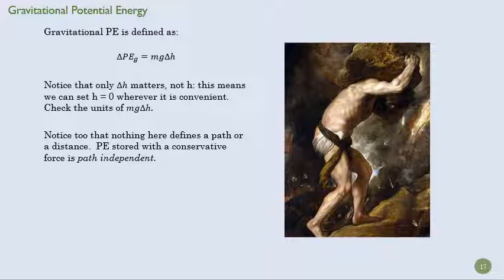Okay, nothing here defines a path or distance, right? It doesn't matter how this rock gets from here to there. He could lift it straight up, or he could lift it and carry it over here and back over here and then get it to here. It's going to have the same amount of potential energy relative to the ground. And that means that this force is path independent. What that means is we don't care how it gets from point A to point B.